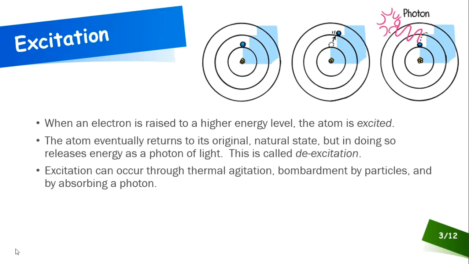We can get the electrons to move to a higher orbital through different means: thermal agitation, bombardment by particles, also by absorbing a photon. So just as it emits a photon when it goes down, it can absorb a photon to move it up.